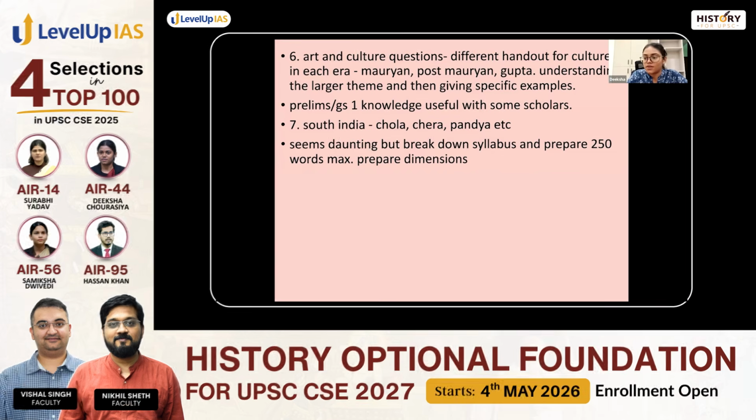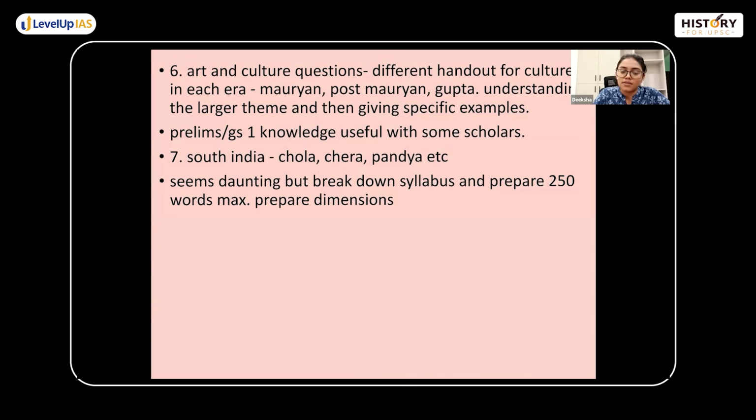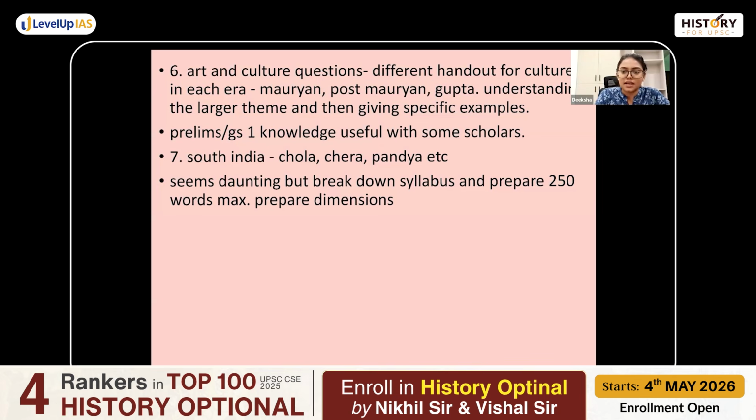Then the 7th important thing was South India. Especially in ancient and medieval, there is now a lot of focus on the peripheral aspects of history. Ahom, Vijayanagar, Chola, Chera, Pandya, Pallava and Chalukya conflict. These all repeat. There is always one question from South India that comes in. Even the Sangam era. So I personally did not like it because the names were very complicated.